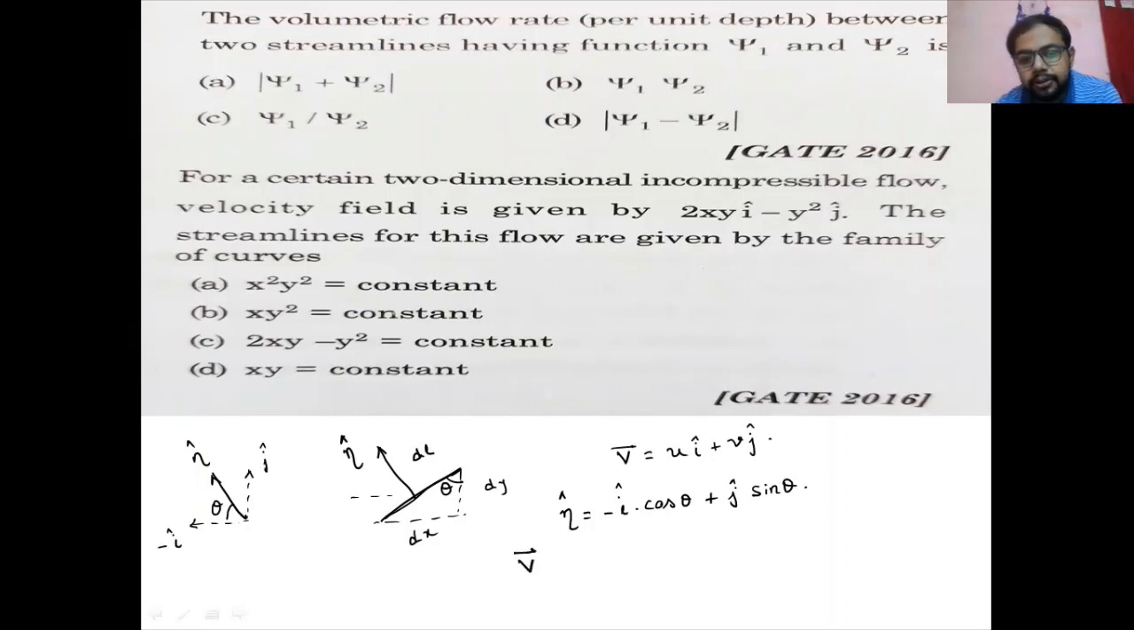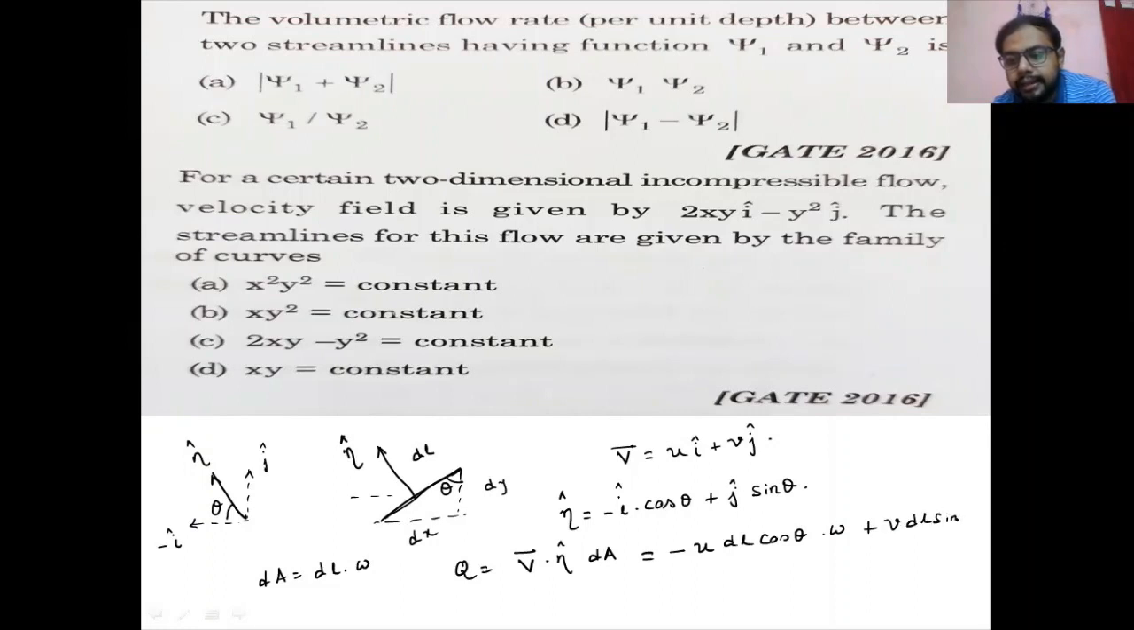So V dot n dA. What is the dA here? dA is nothing but dl into the width. So that is the flow rate across the point. If you do this operation, it will come as minus u dl cos theta into the width plus v dl sin theta.